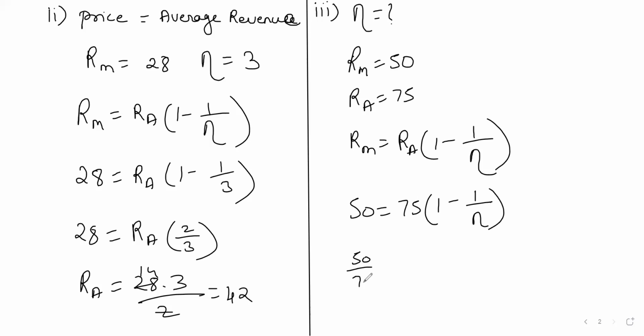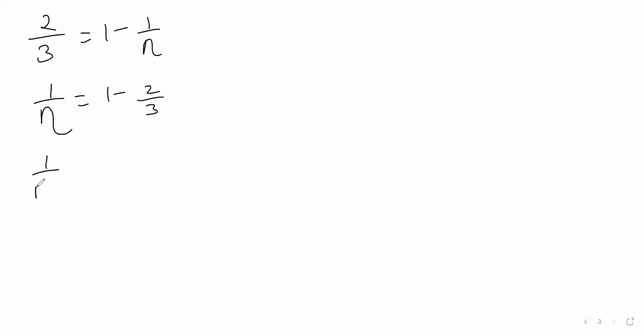This will be 50 upon 75 is 1 minus 1 upon elasticity. So what is 50 upon 75? It is 2 by 3, which is equal to 1 minus 1 upon elasticity. So 1 upon elasticity is equal to 1 minus 2 by 3. 1 upon elasticity is 1 by 3. So elasticity is 3. You should write down here, thus elasticity of demand is 3.